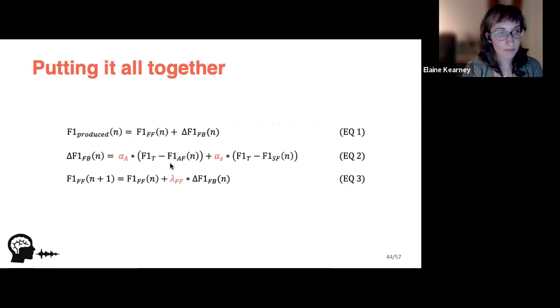So when we put all of the equations together, there are three free parameters, as I said, that have to be solved for: alpha A, alpha S, and lambda FF. The way that we think about these things is that a high alpha A would mean that there's an increased compensation. A high alpha S leads to decreased compensation, and a high lambda FF indicates a higher learning rate or more adaptation across the experiment.